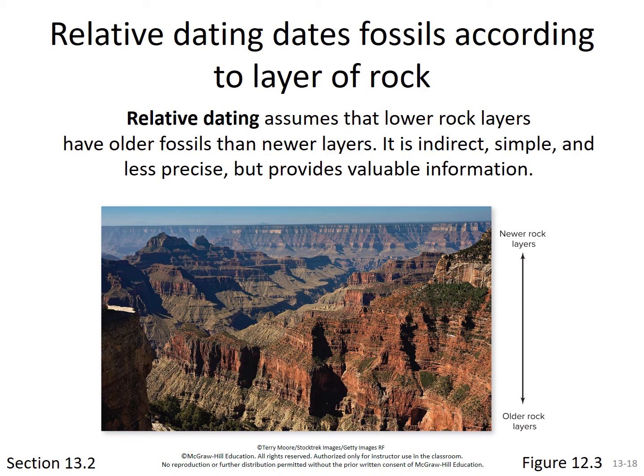This is called relative dating. It assumes that lower rock layers have older fossils than newer layers. But as I said, you've got to be a little bit aware when you're thinking about this. It's indirect, it's simple, it's less precise, but it can provide some pretty valuable information.